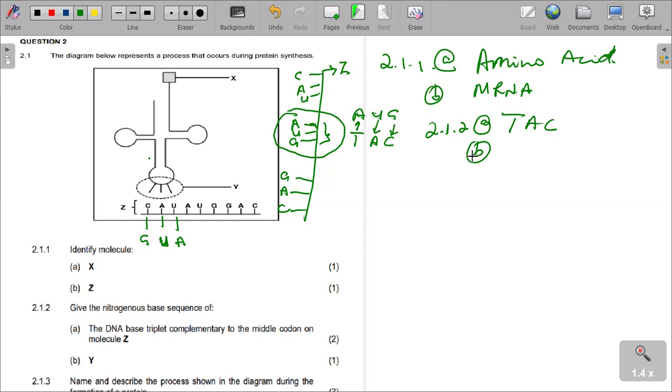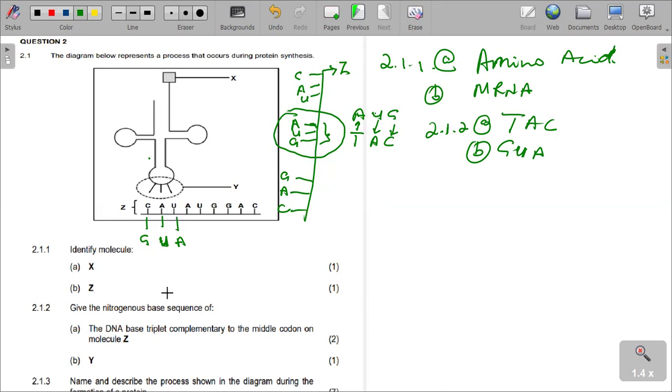2.1.2b. What is Y? Y is GUA. GUA is our base pairing: guanine, uracil, adenine. Guanine, uracil, adenine are the bases that are complementarily pairing to Y, or which are forming Y there, that complementarily pair to the CAU which is given here.